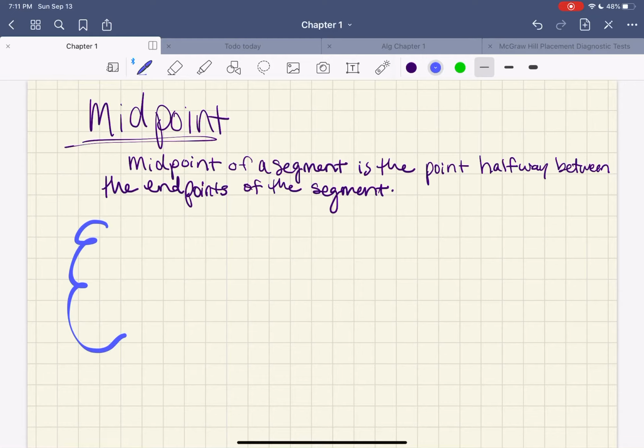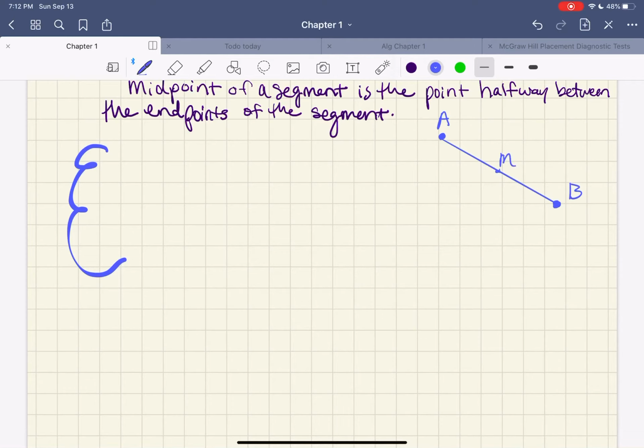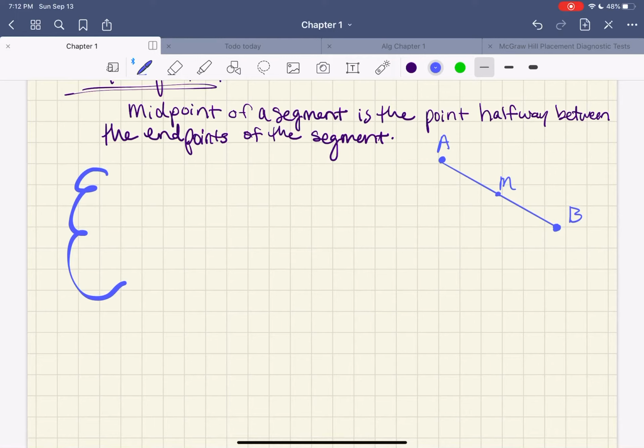So the midpoint formula, the way that I'm going to figure out, if I have a segment like this, where is the exact center? Where is my exact center? Here's A, here's B, and I'm trying to find midpoint, M. What you are going to use is this.